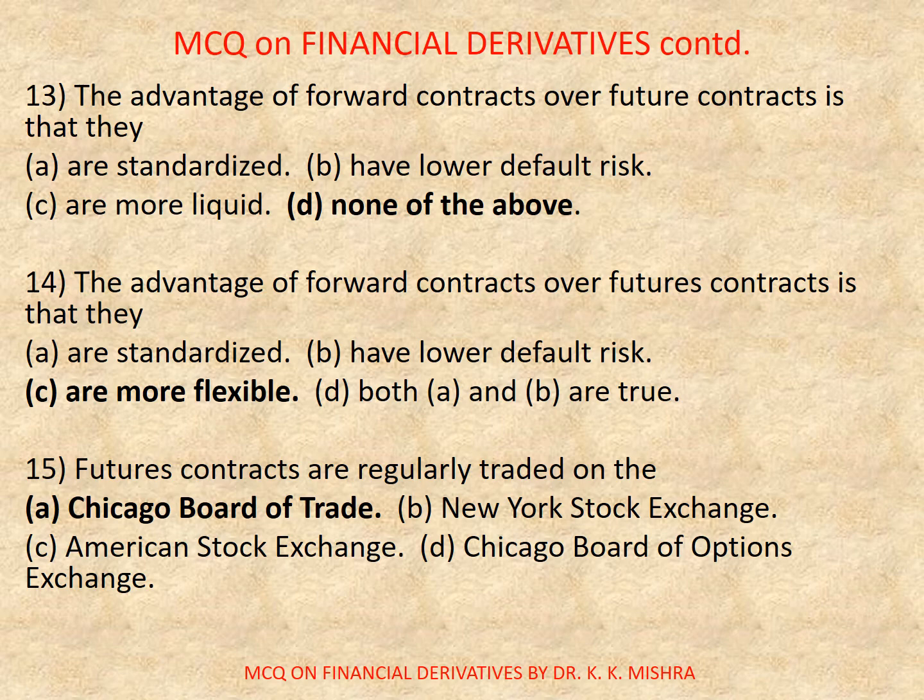Question number 15. Futures contracts are regularly traded on the, options are A. Chicago Board of Trade. B. New York Stock Exchange. C. American Stock Exchange. D. Chicago Board of Options Exchange. From among the options available, though these are foreign stock exchanges, if you compare, you will find A to be the correct answer, Chicago Board of Trade.